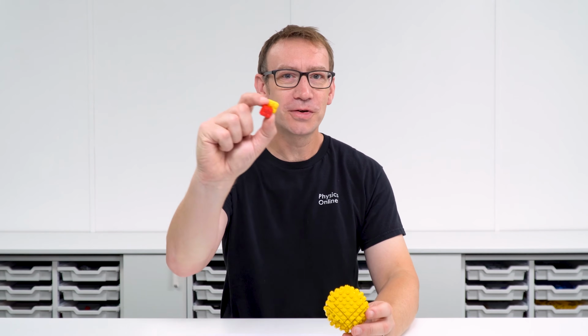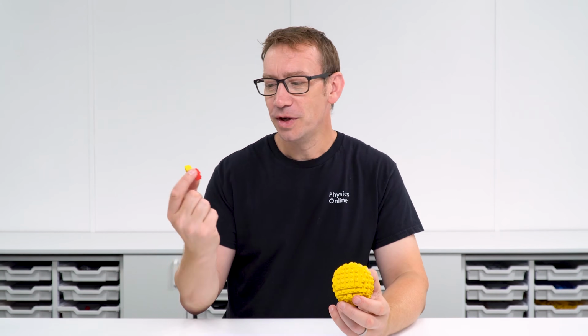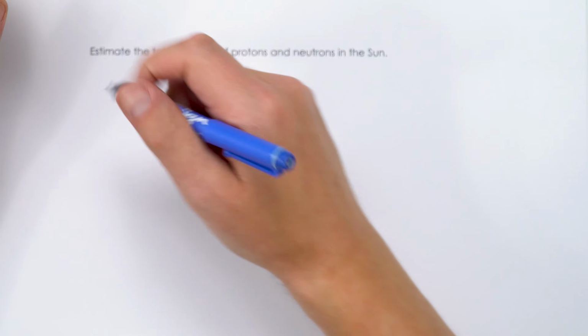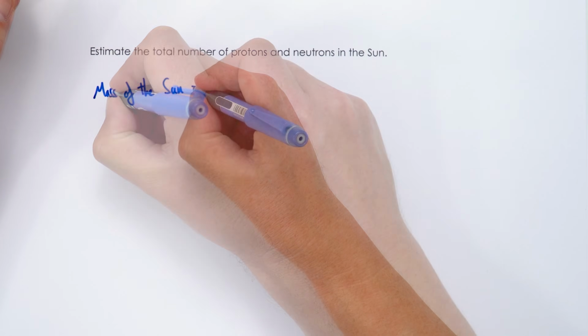So just how many protons and neutrons are there in something really big like the Sun? Now, in order to estimate the total number of very, very small things in something really big, we need to know two bits of information. We need to know the average mass of these protons and neutrons, and we also need to know the total mass of the Sun.